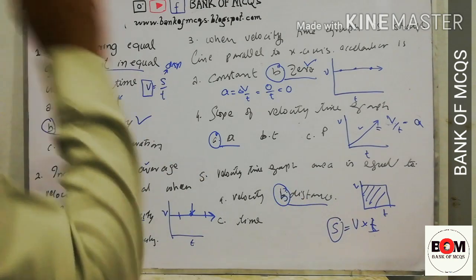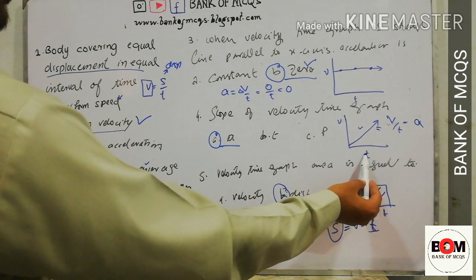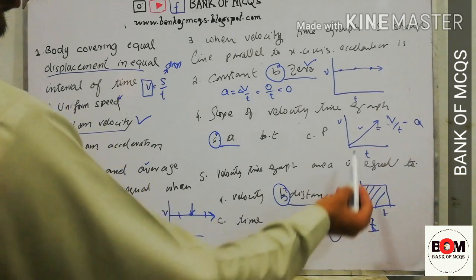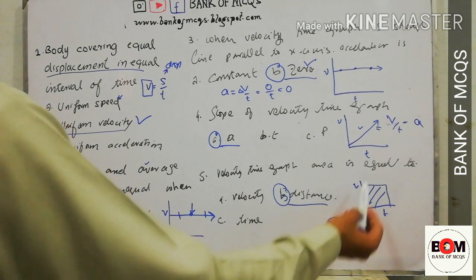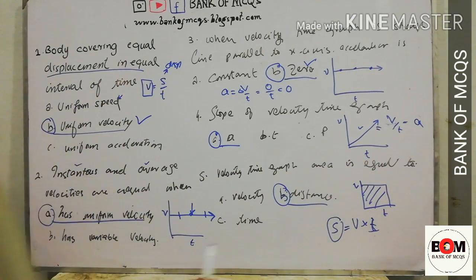So remember, for a slope you divide this quantity by this, and the answer is the slope. For the area, we multiply this quantity by this. So V by T gives the slope and V multiplied by T is equal to S. The slope is acceleration, and the area gives us distance.